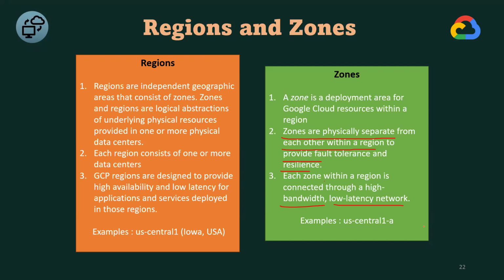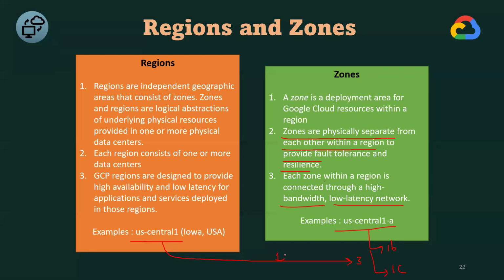Okay, a region is an independent geographic area in a location. A zone is a deployment area for the GCP resources within a region. Okay, the main importance of dividing these regions, zones and locations is to provide the high availability, low latency, as well as optimal performance for the applications and services deployed in these regions or zones. Okay, one example for the region is US Central 1. One example for the zone is US Central 1A. And one more is US Central 1B.